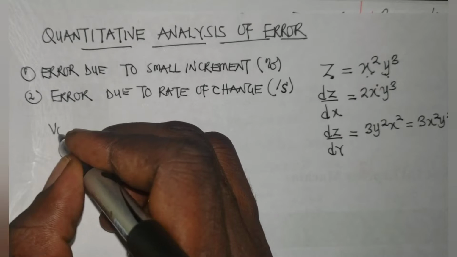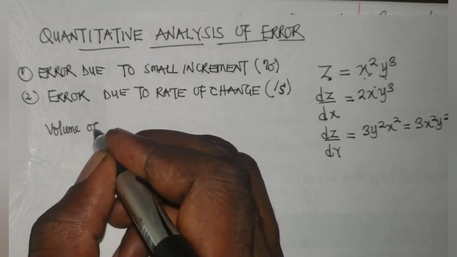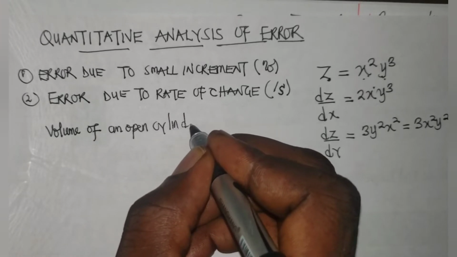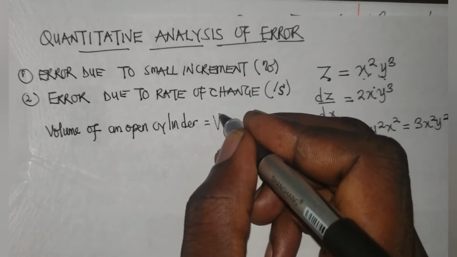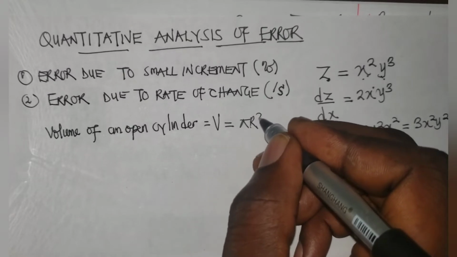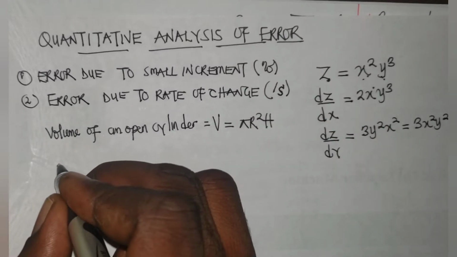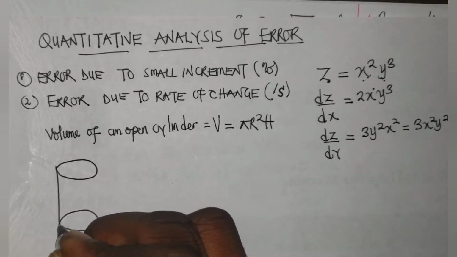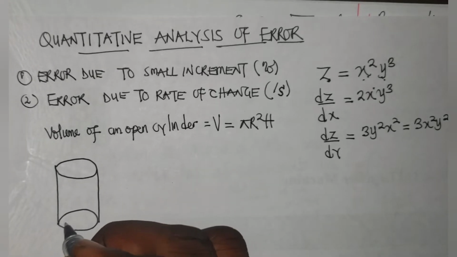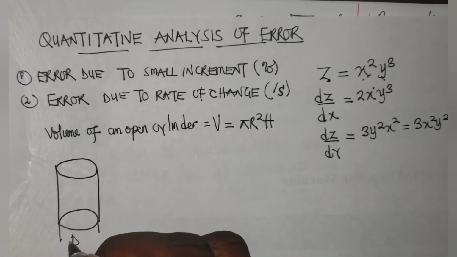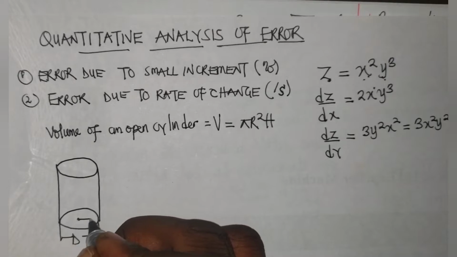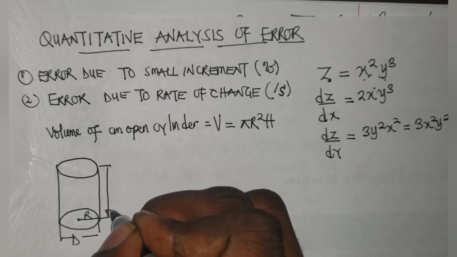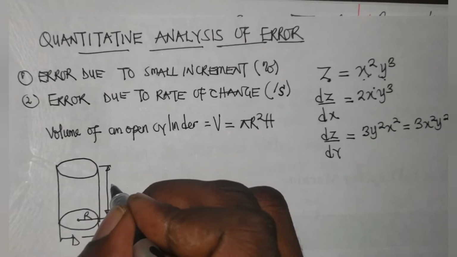Now let's assume I have the volume of an open cylinder, and we know that the formula for the volume of an open cylinder, V, is equal to pi r square h. Now let me draw my cylinder. We have this. From here to here is the diameter of the cylinder. From the center to here I have my radius, and this is my height of the cylinder.